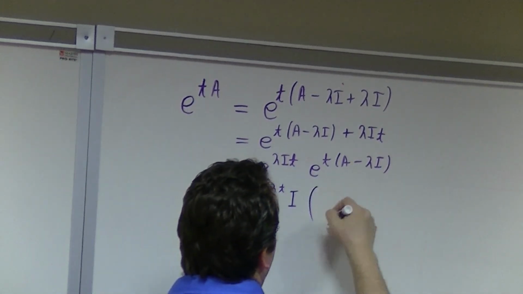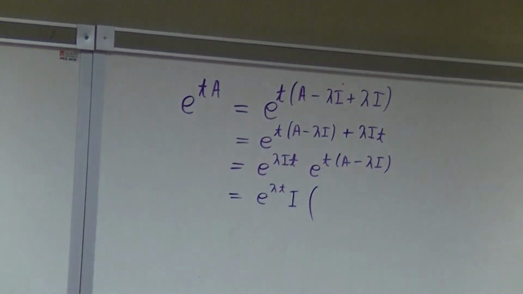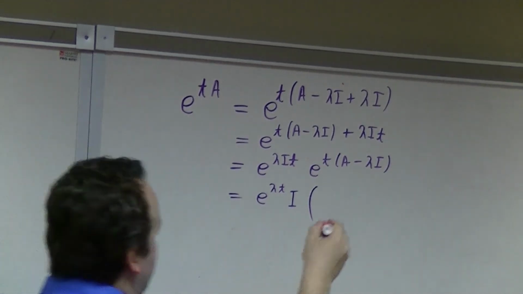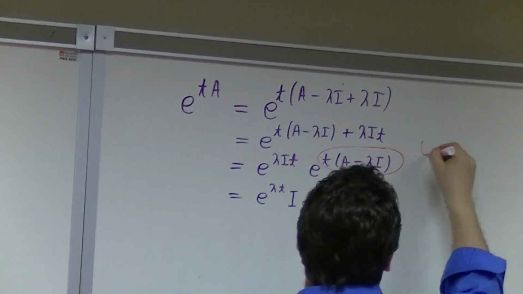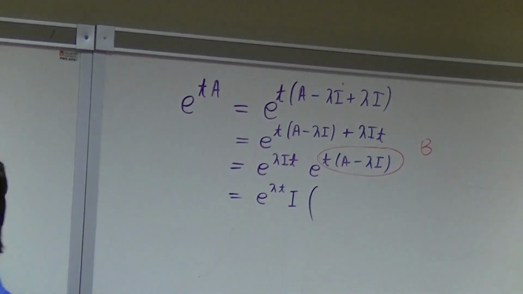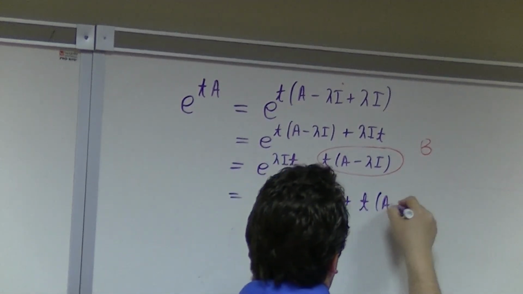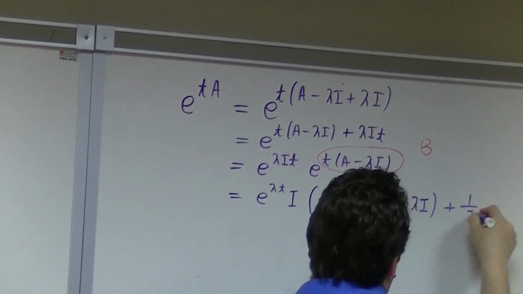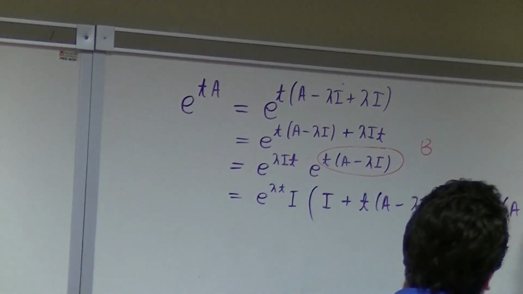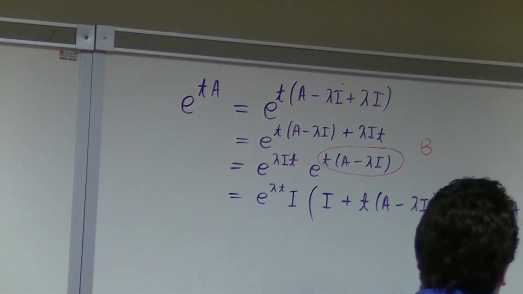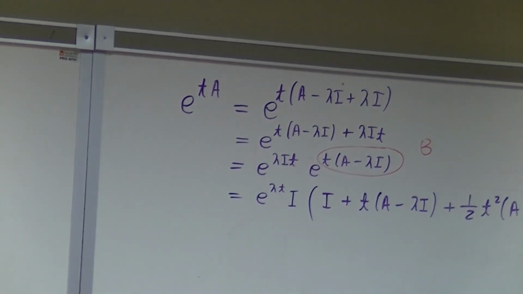And then this guy, aha, think of that t times a minus lambda I as being the quote-unquote b. Right, so what do you got? You got I plus b plus 1/2 b squared. So this gives you the identity matrix plus t times a minus lambda I plus 1/2 t squared times a minus lambda I squared, and the factorial, yes, sure, factorial, t cubed, a minus lambda I cubed, plus and so on.